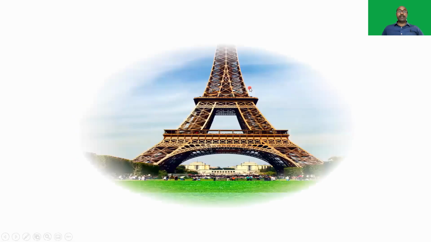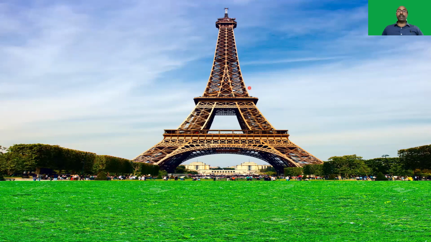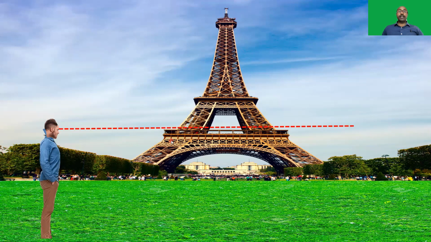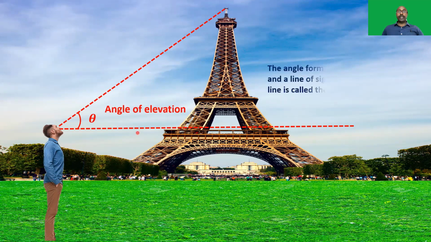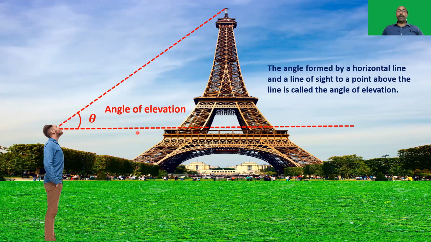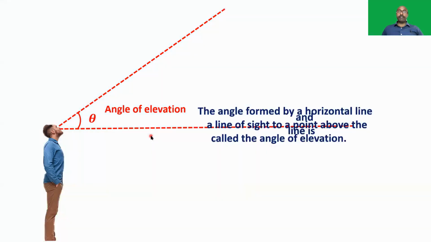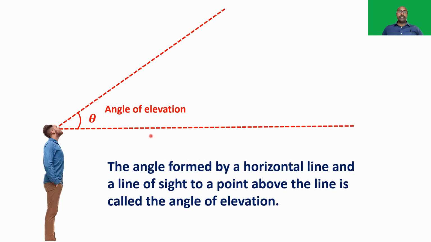Next, do you know this? It's the Eiffel Tower, isn't it? Now this person who is looking horizontally starts looking at the top of the tower, like this. Now this line of sight is making some angle with the horizontal line. This angle is called angle of elevation. We can define the angle of elevation as the angle formed by a horizontal line and a line of sight to a point above the line.